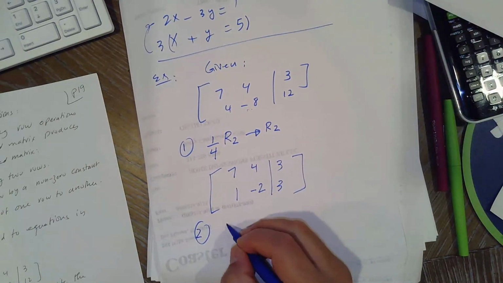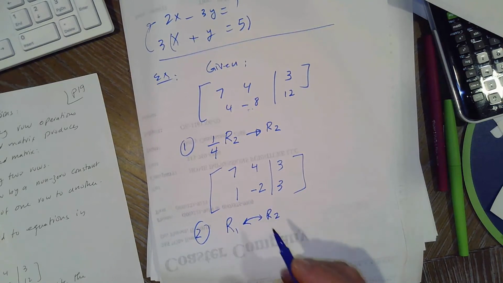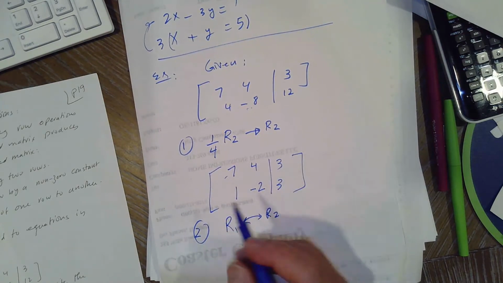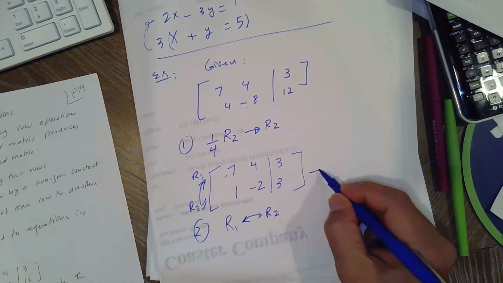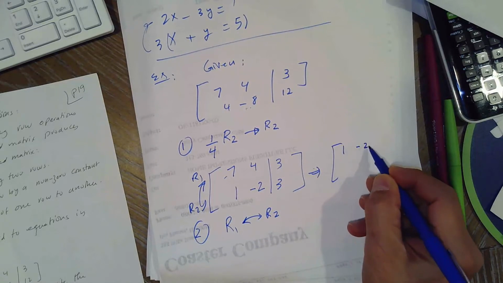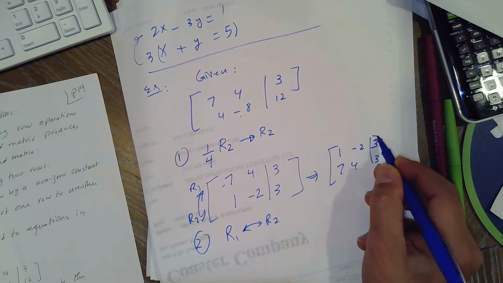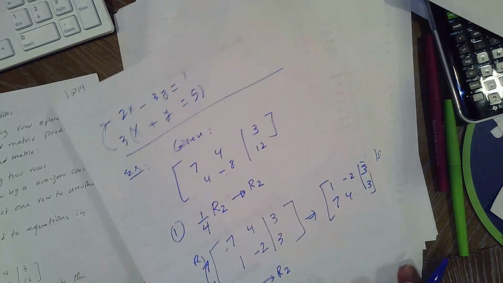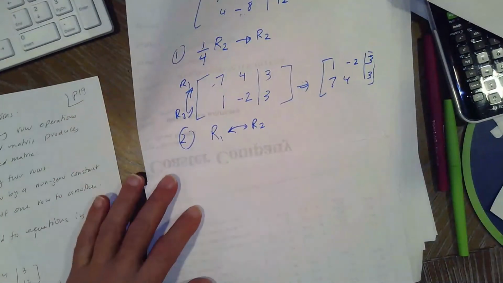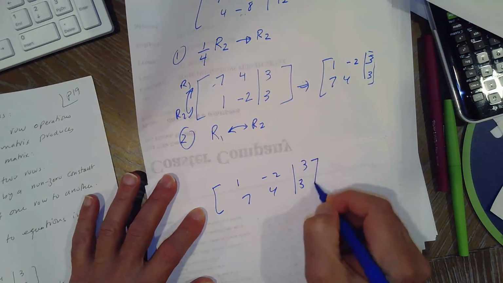Interchange row 1 with row 2. Now we're always working with the newest one. We don't go back there. So interchange row 1 with row 2. So we're gonna get 1, -2, 3, and then 7, 4, 3. And then number 3, so I have this 7, 4, 3.